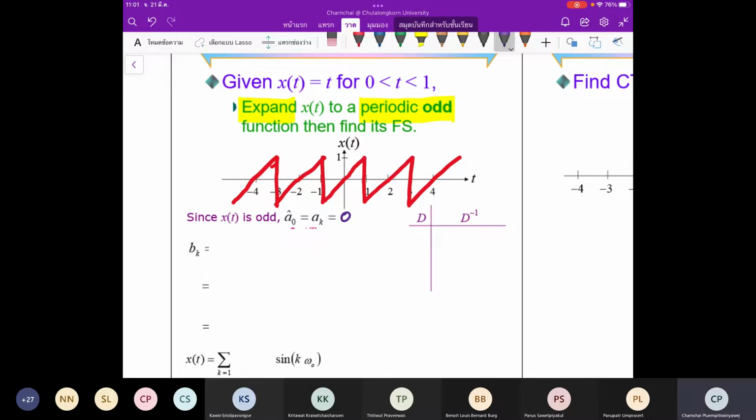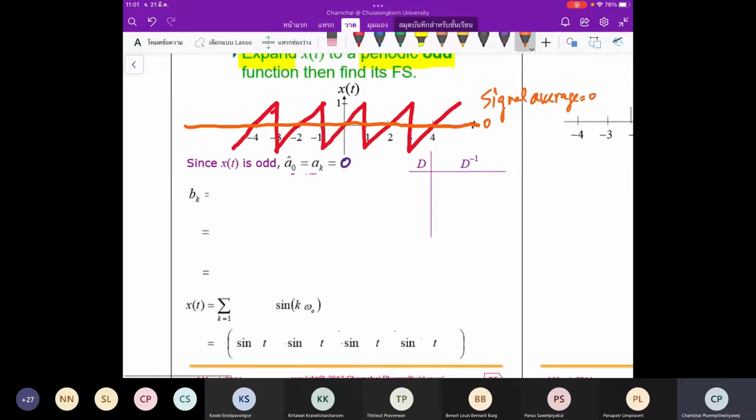A zero hat will be 0. How about AK? AK is also 0. Okay, that's it. And you can see since it's odd, the signal average is actually at 0. See, this is the signal average, equal to 0.